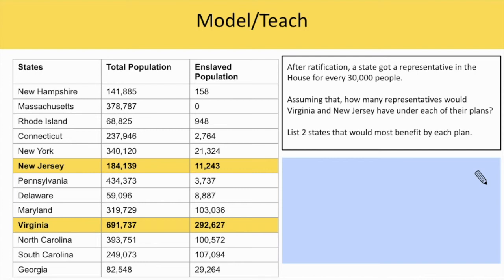States that would benefit from the New Jersey plan would be Delaware and Rhode Island because based on the 1790 census data, even though they have a lower total population, they would have equal representation to all of the states, including states with a much larger population.